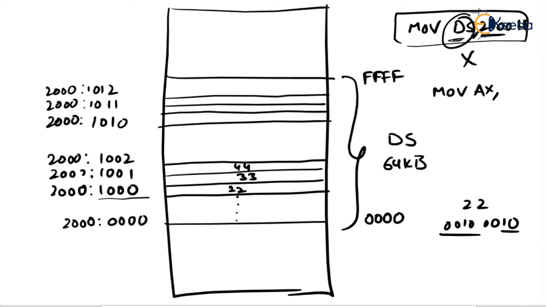What is the address of the data segment? 2000. Transfer it to AX. Now the data in AX is moved to DS. Yes or no? Move to the DS. So like this we have to write, right?